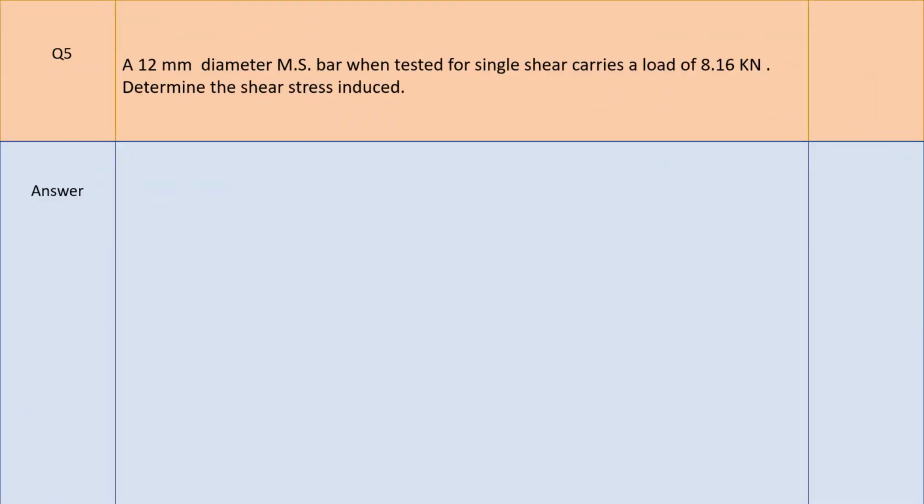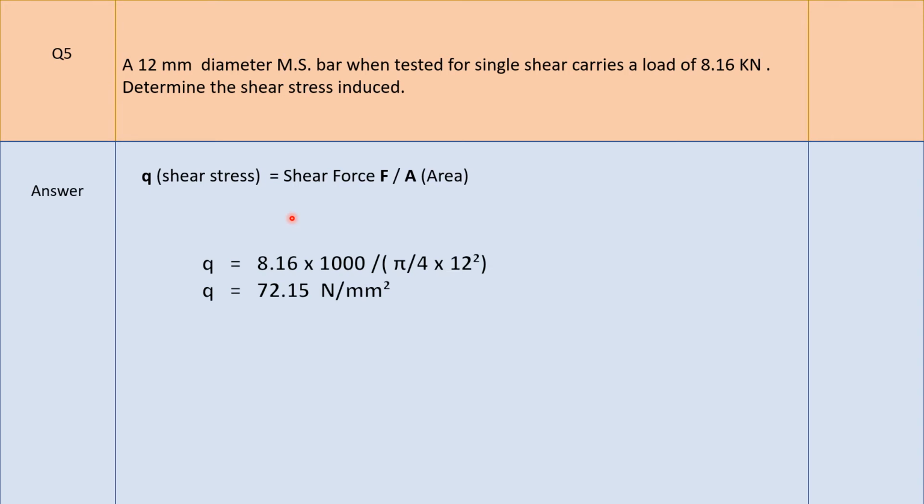Next question: a 12 mm diameter MS bar, when tested for single shear, carries a load of 8.16 kilonewton. Determine the shear stress induced. Here also the formula is very simple. I am using a symbol Q for shear stress. So shear stress is equal to shear force divided by the shear area A.